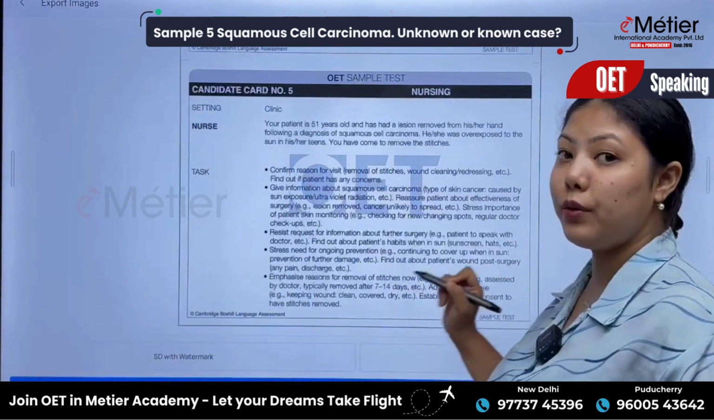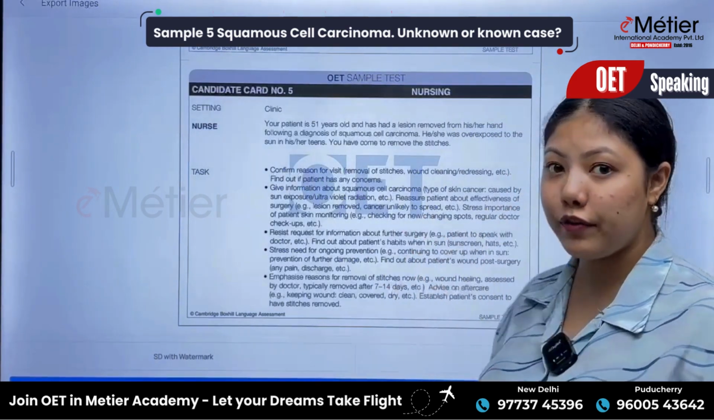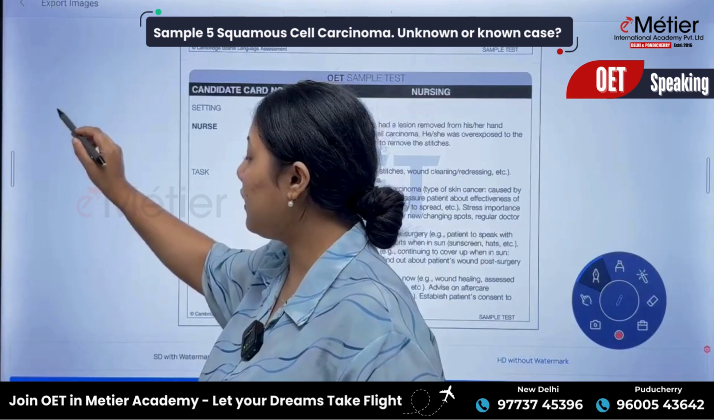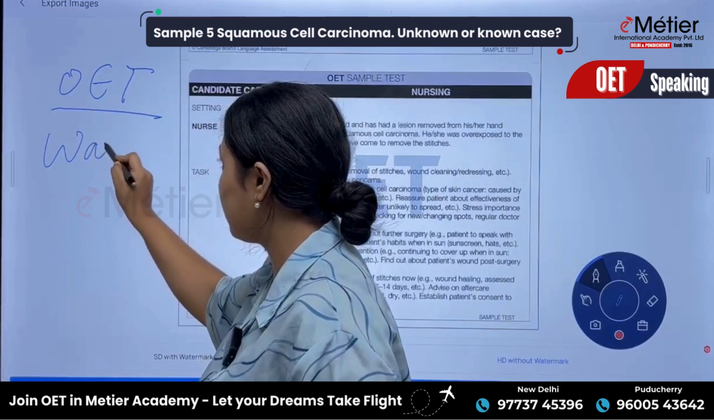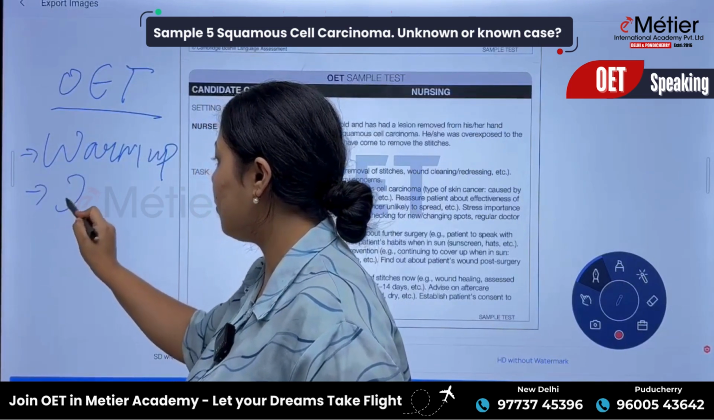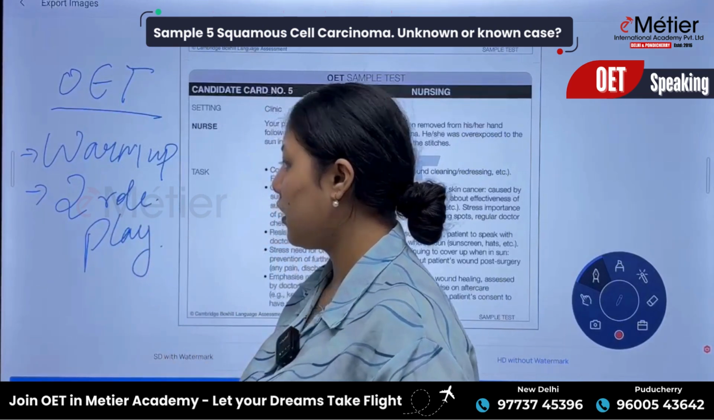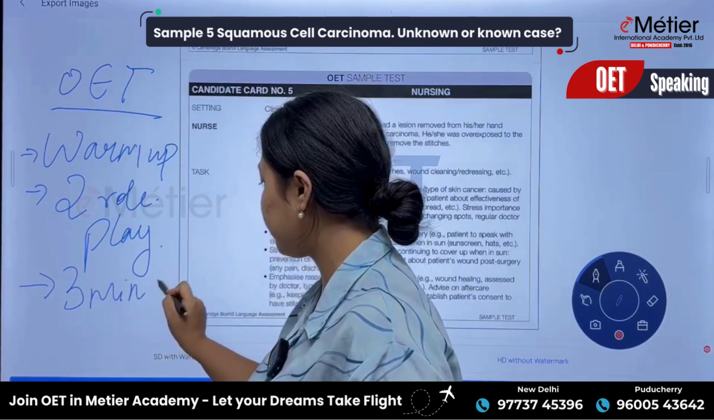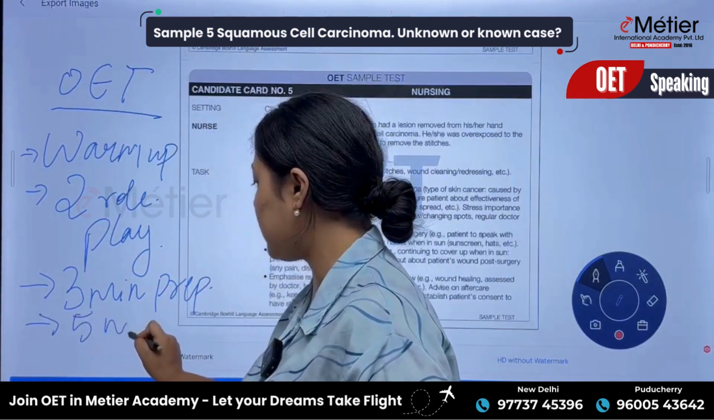So, those who are new and those who have not given OET even once, let me brief you a little bit about OET speaking. First thing is, in the OET speaking, when you enter the hall, they will ask you warm-up questions, and then 2 role plays will be conducted. After the warm-up session, they will give you 3 minutes of preparation time and 5 minutes to complete the role play.